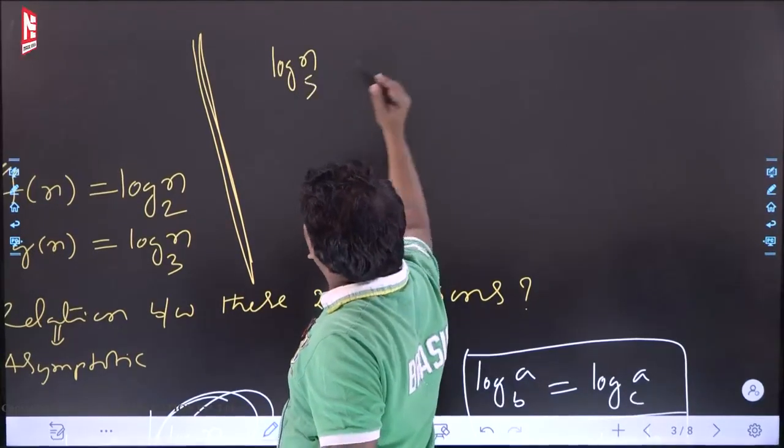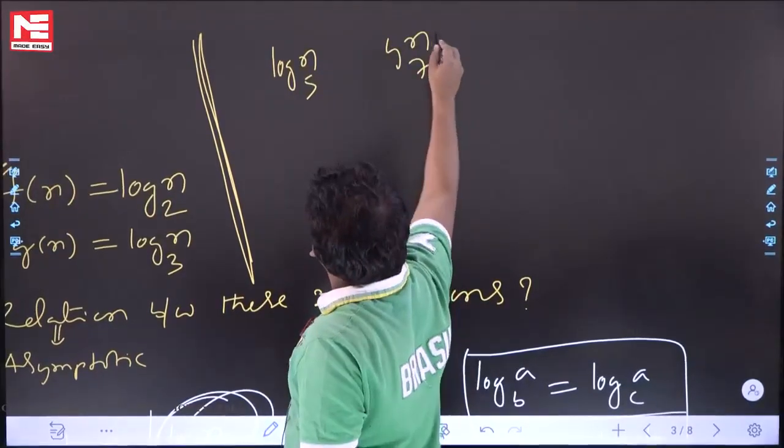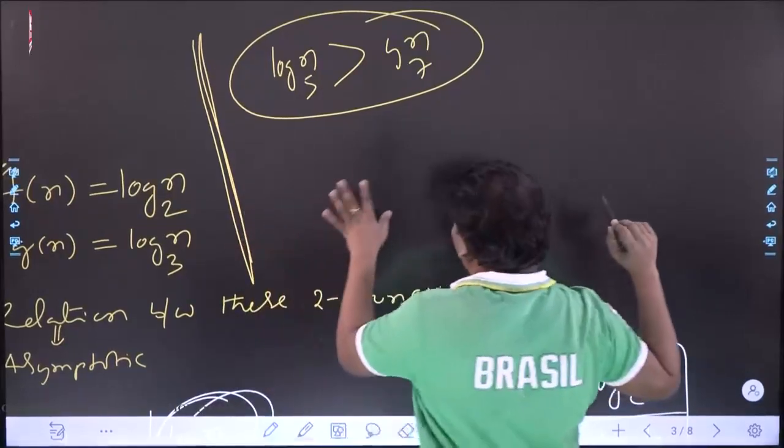Log n base 5, log n base 7. What is the relation between them? You know very well. Who is bigger? This one is bigger, but by a constant factor only. If you want, you can check.